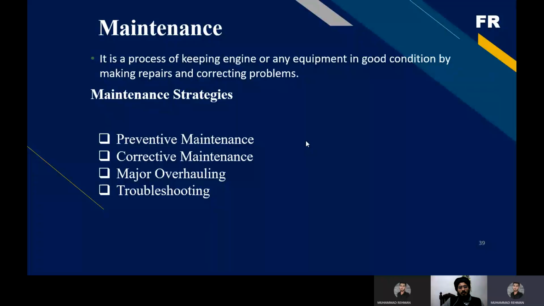Now, first of all, we will define maintenance. It is basically the process of keeping an engine or equipment in good condition by making repairs or correcting problems. So there are a few strategies. The first one is preventive maintenance. Preventive maintenance is a proactive approach: before any problem comes, you have to first reduce its chances of occurring, its probability. And then there is the reactive approach, which is corrective maintenance. If a problem comes, you have to take some measures to repair it.